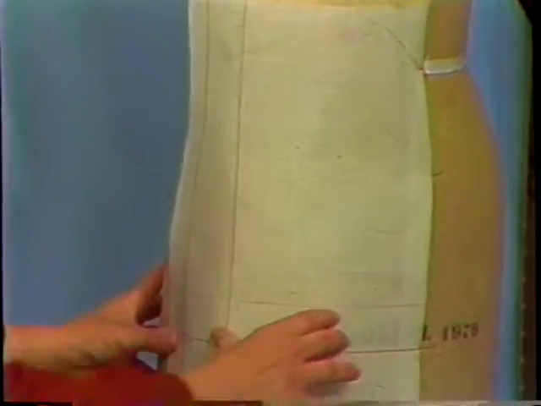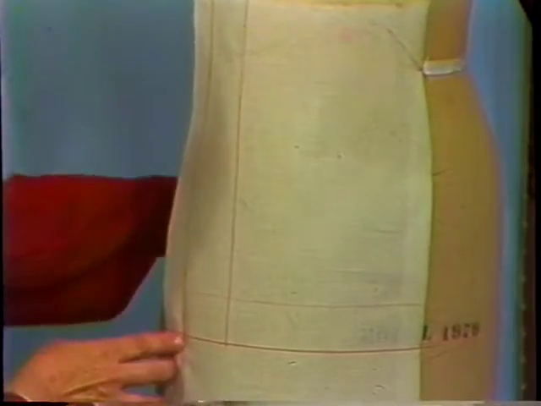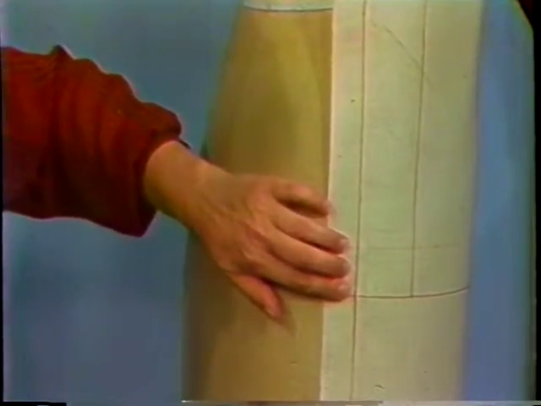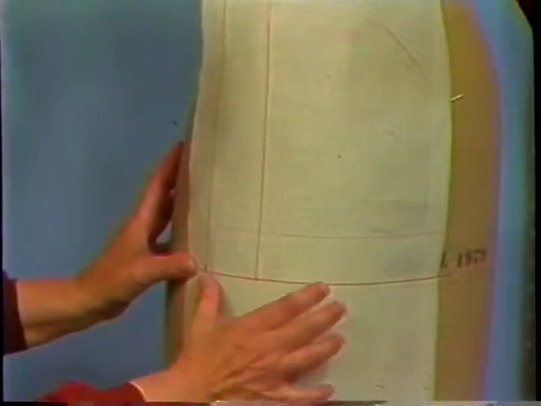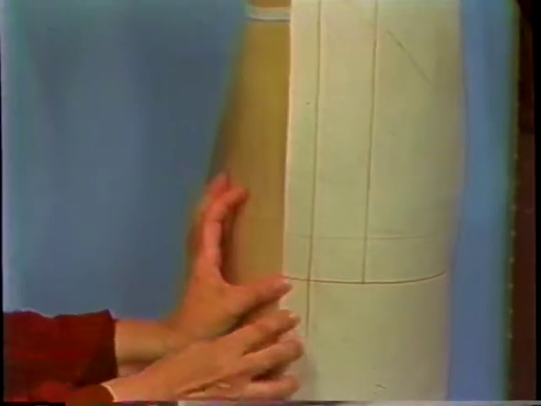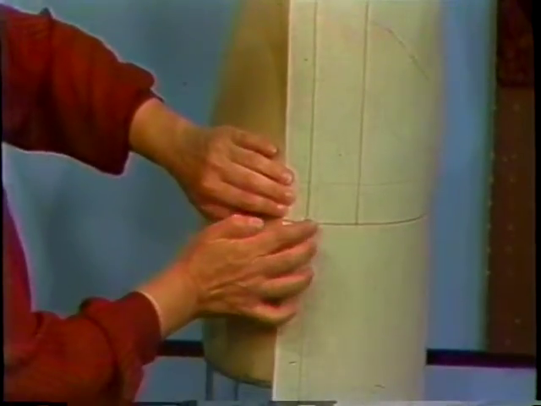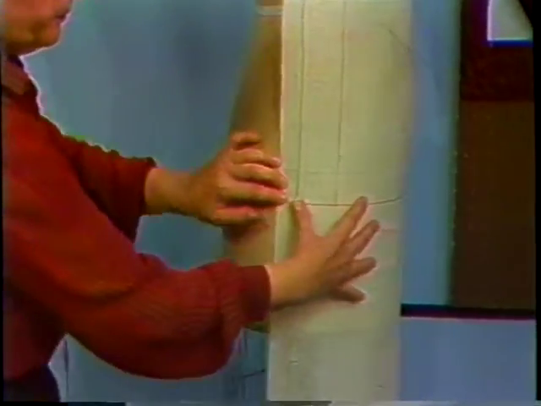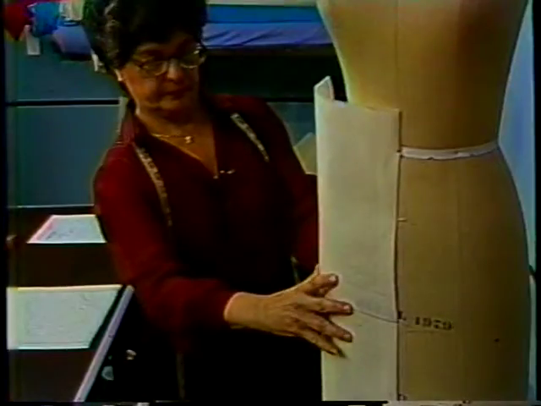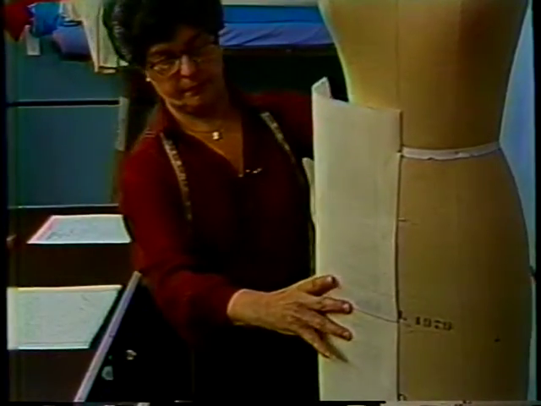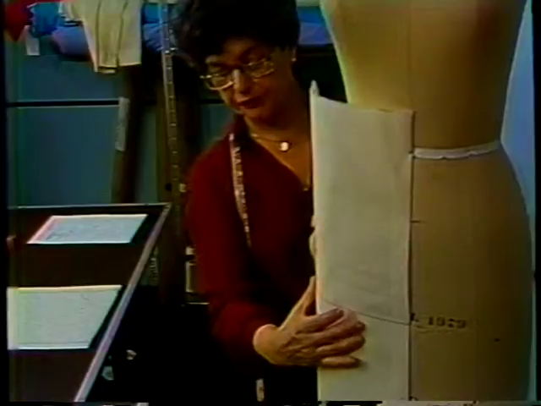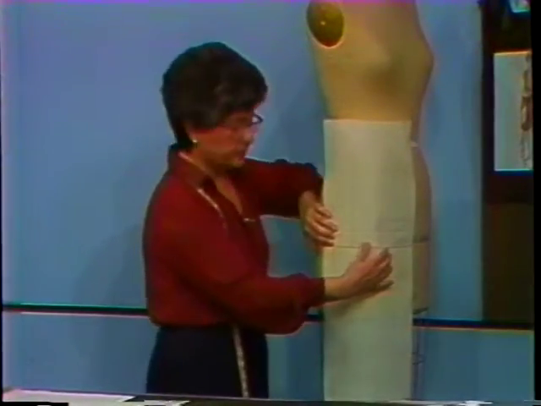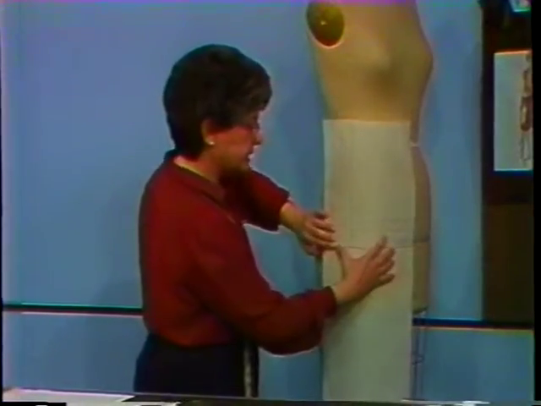When the grain is in balance, the cross grain parallel to the floor and the length grain perpendicular to the floor, you can then shift the side seam grain line into position so that it touches the side seam of the figure. You are shifting the ease which you placed in the preparation previously. You're shifting that ease into the body area.